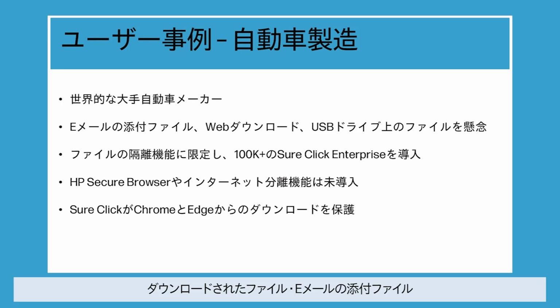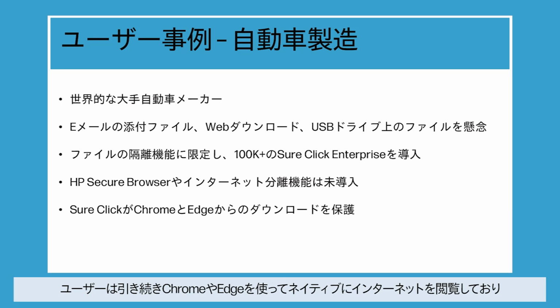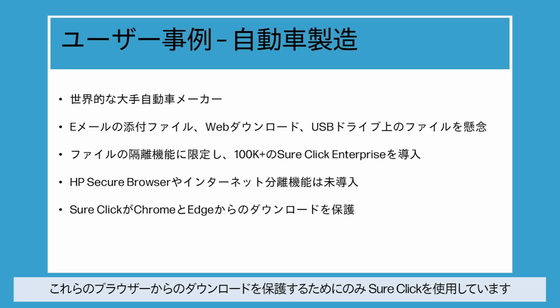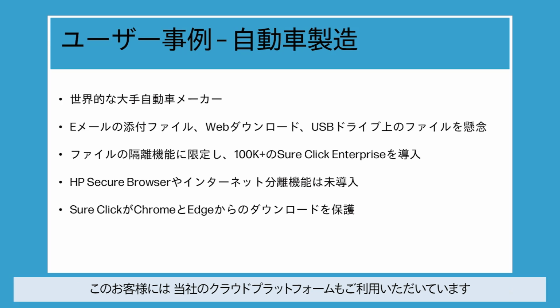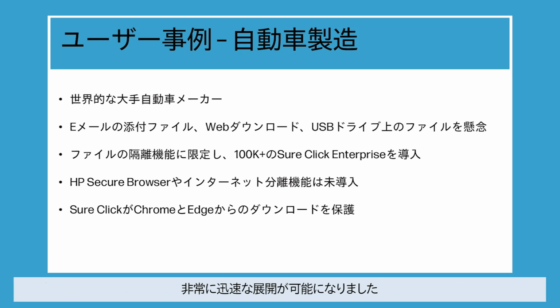And they're using us solely to protect the files that get downloaded, the email attachments that get opened, as well as files that would be opened from USB drives. And users continue to use Chrome and Edge to natively browse the internet, and we simply use SureClick to protect the downloads from those browsers. This customer is also using our cloud platform, and so they were able to deploy very fast and rapidly because they didn't need to put any server infrastructure to manage the solution in their own data center.